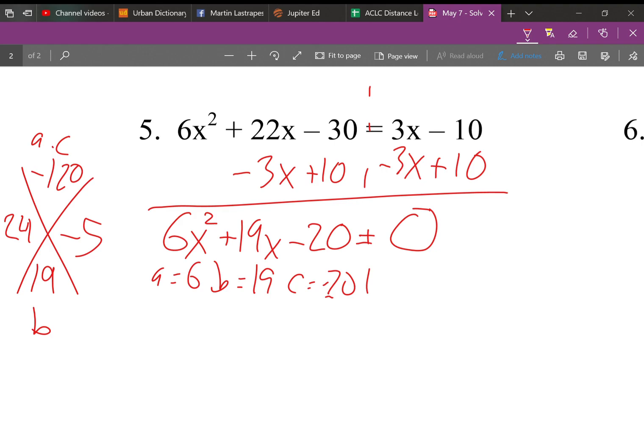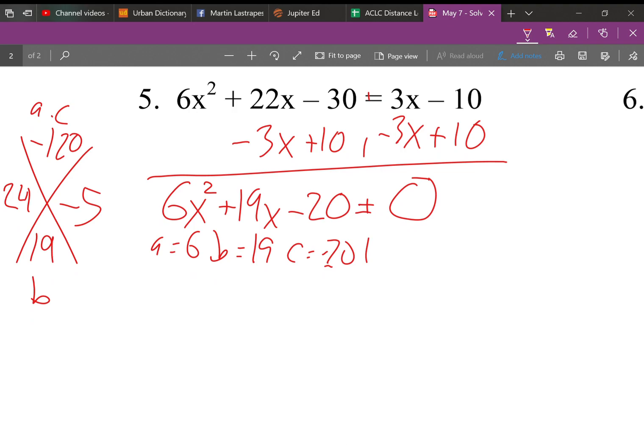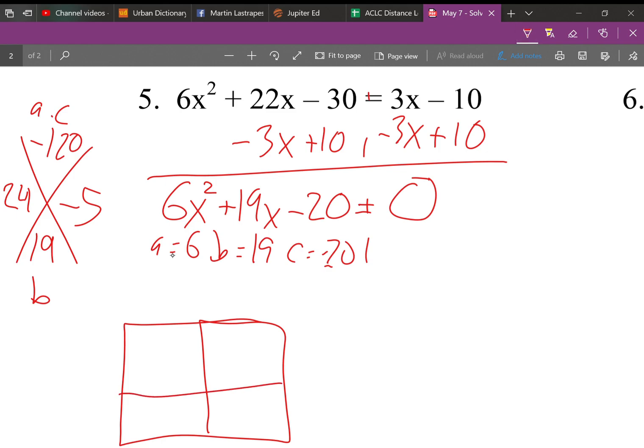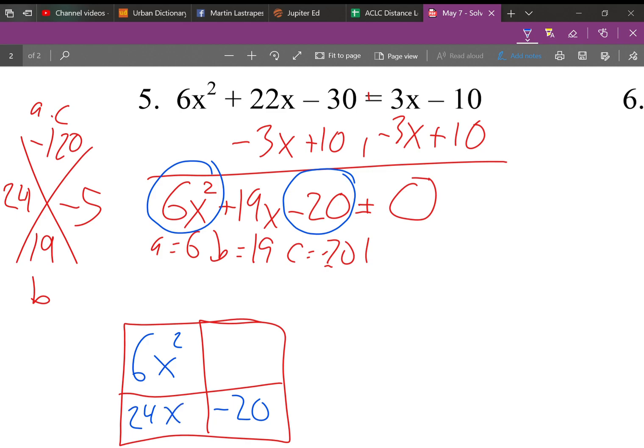So now that I have that part done, probably the hardest part in this whole problem, let's go ahead and put those numbers in our box and then factor. So what does go in the box? Well, the first term, 6x squared, is going to be on the top left. The last term of the new equation, negative 20, is going to go on the bottom right. And then the two numbers we found, the positive 24 becomes positive 24x, and negative 5 becomes negative 5x. So we're ready to do the sides.